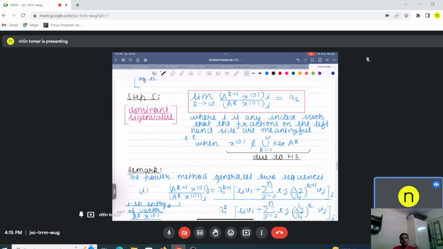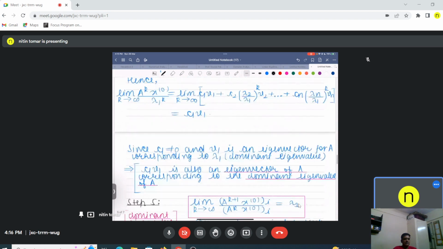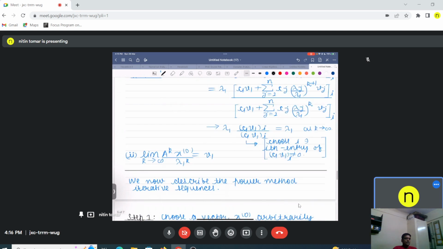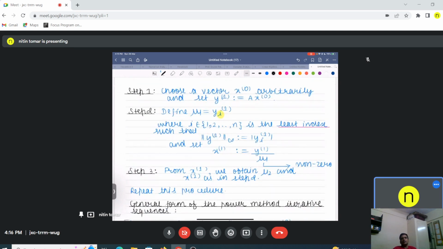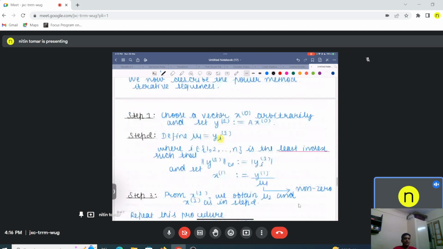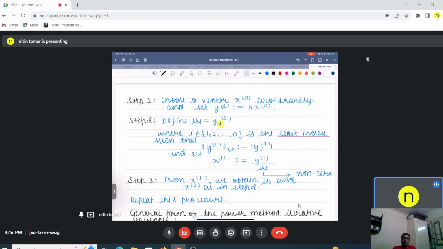So we saw that we will get 2 sequences, one which will converge to the dominant eigenvalue, and second, a sequence of vectors which converges to an eigenvector corresponding to the dominant eigenvalue. So the aim, now that we know the key idea behind the power method, is to construct these 2 iterative sequences. So how do you start? You start with any arbitrary initial guess and set your first iteration to be just AX0.